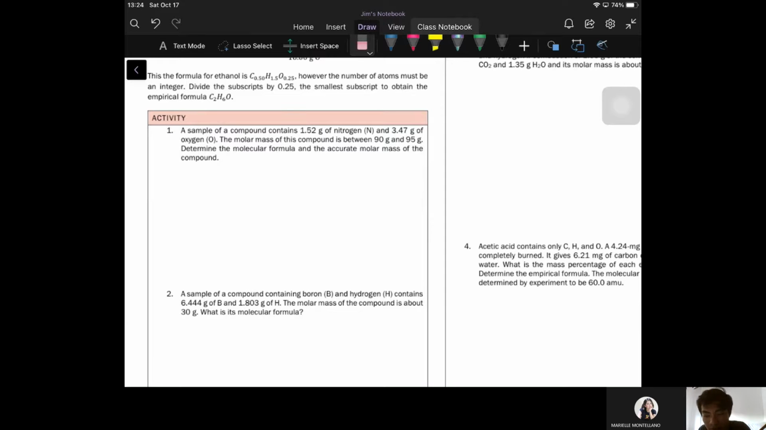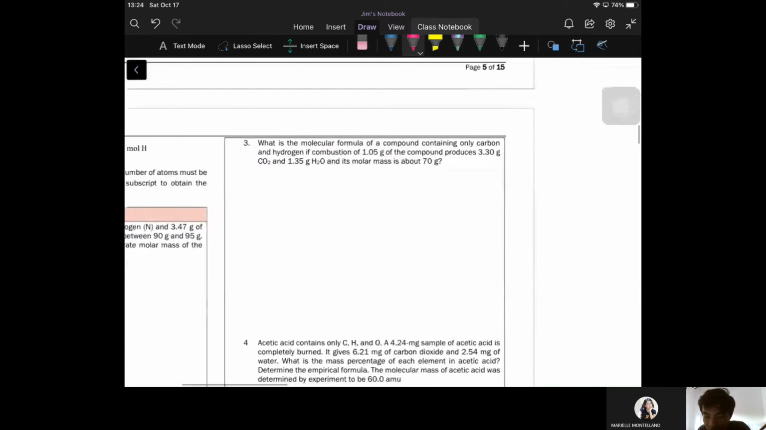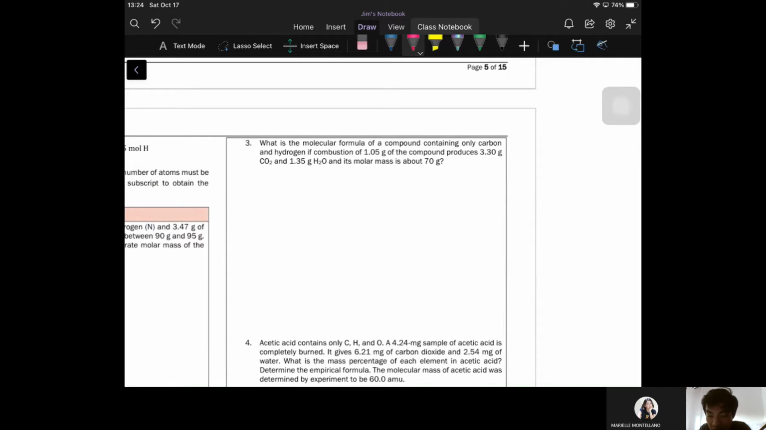Ito kasi, bigyan ko na kayong idea. Ito, sagutan natin to. Mamaya na. Ang sasagutan nyo na lang siguro ay yung iba, parang galing lang din sa ano eh. Ito. Number. Tapos sagutan ko tong 3. Kasi combustion siya.